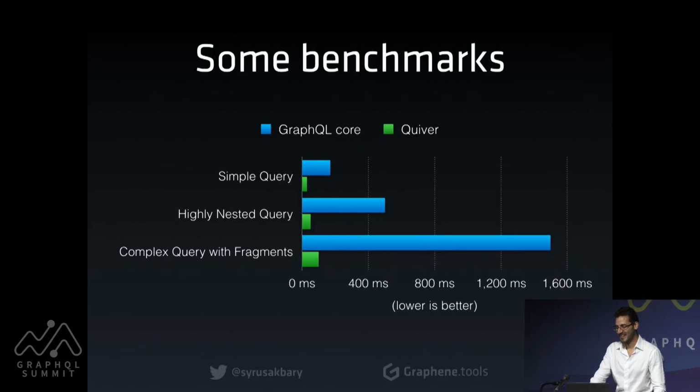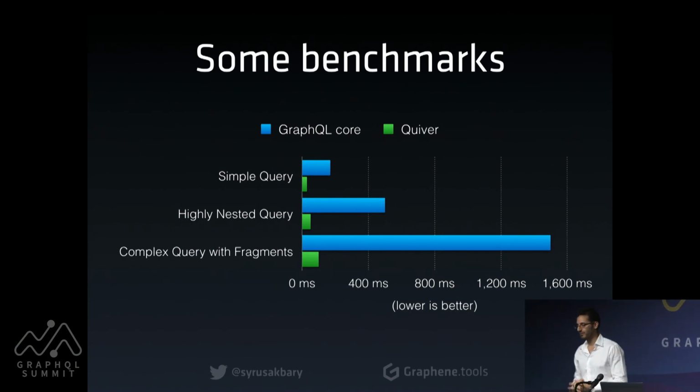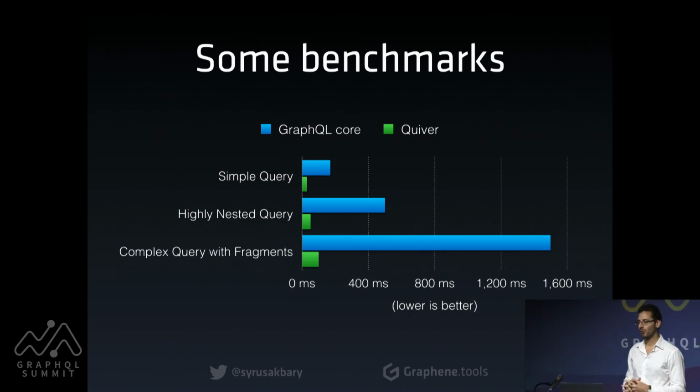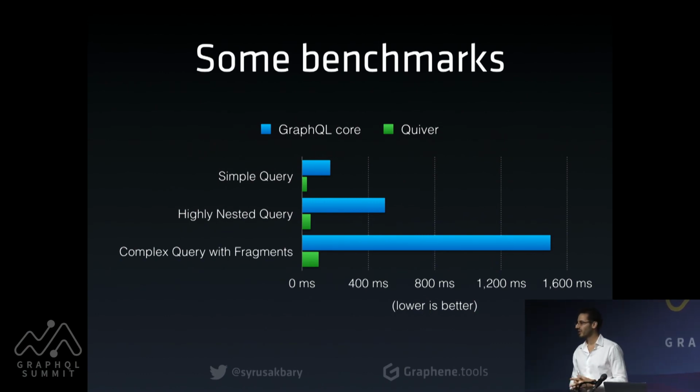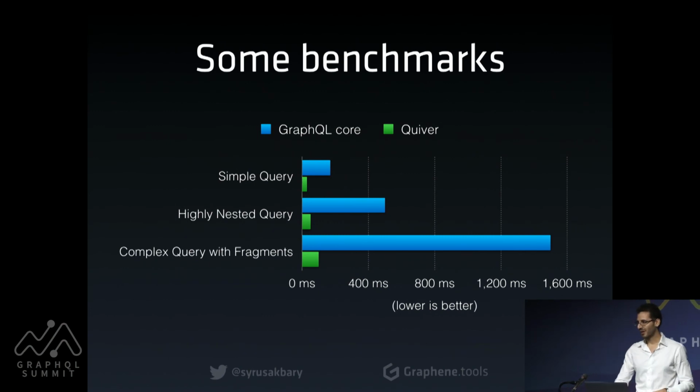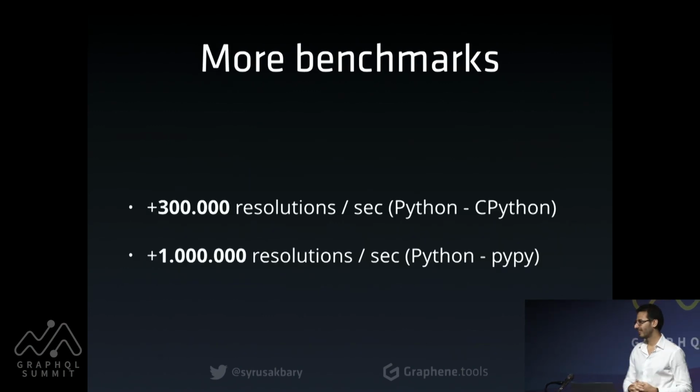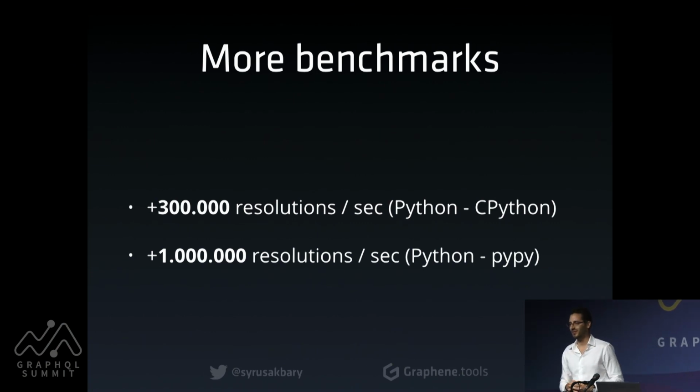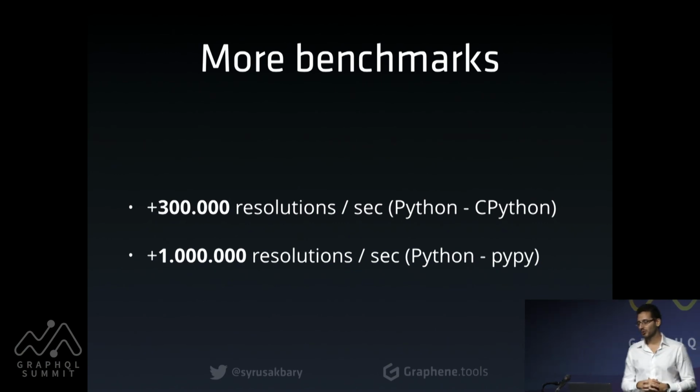That's true. So here are some benchmarks. I'm comparing GraphQL Core, which is the main engine for using GraphQL in Python, with Quiver. In simple queries, highly nested queries, or very complex queries with fragments, Quiver is from 5 to 10 times faster than GraphQL Core. So let me give you more stats. That means we can do 300,000 resolutions per second in Python. And we all know Python is not a super performant language. And we can have up to 1 million resolutions per second using PyPy.